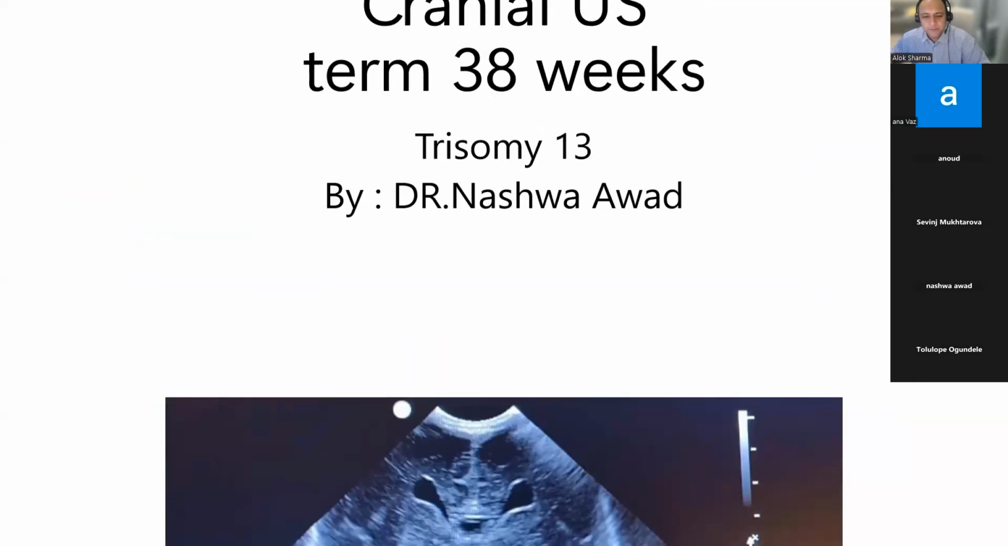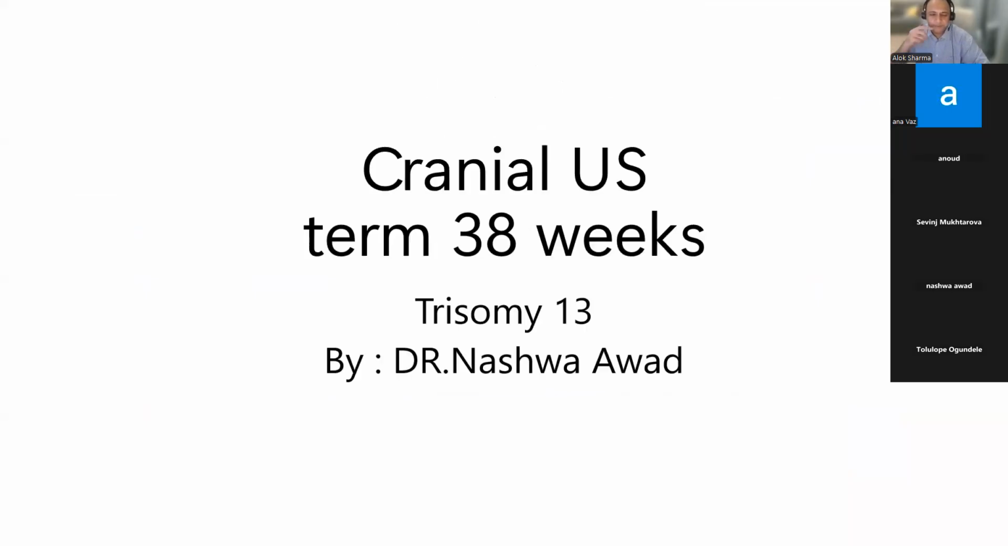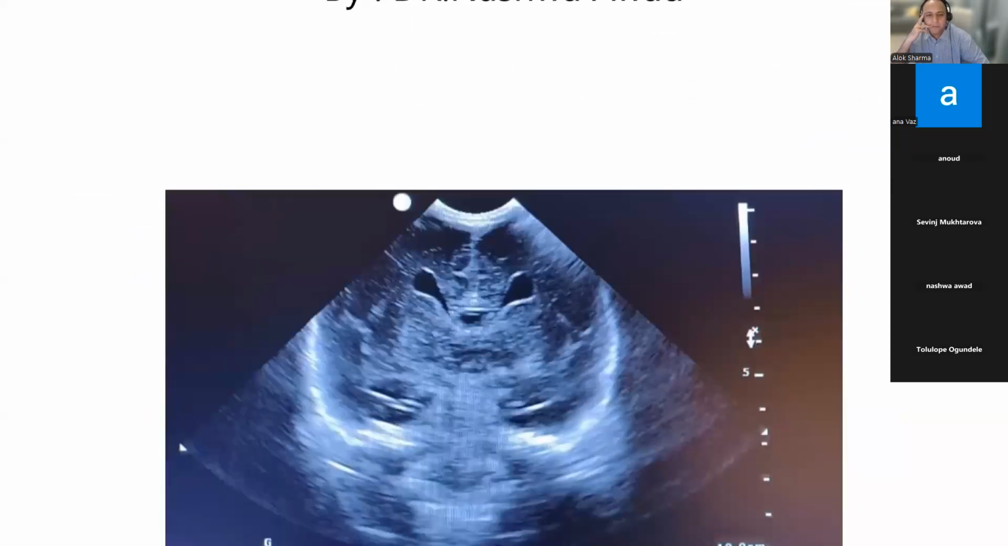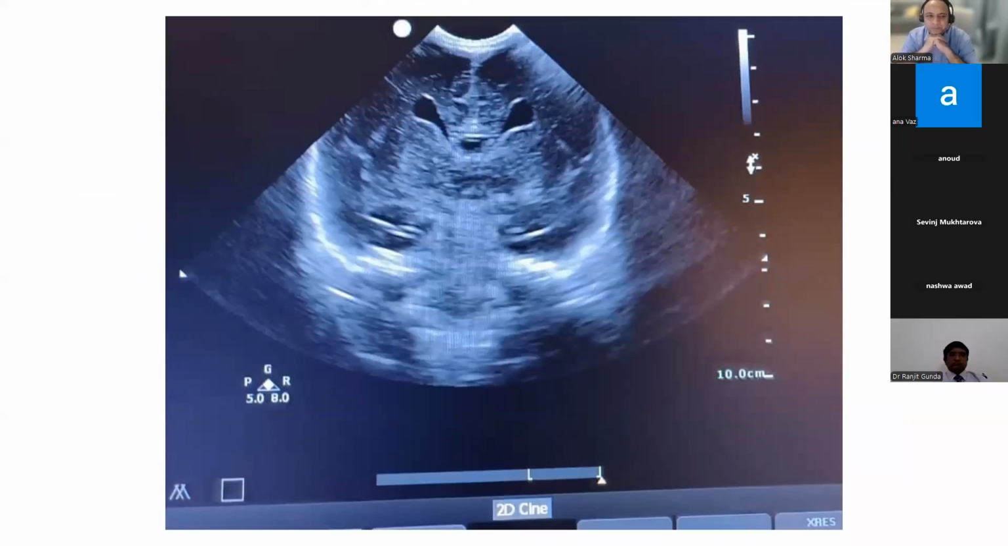Yeah. This is a term baby, 38 weeks. This baby was diagnosed antenatally by NIPT as trisomy 13. So since birth, there was a decision for DNR for this baby. But I was curious to know what the brain abnormality was inside. So I did a scan for this baby just to know if anything is abnormal.